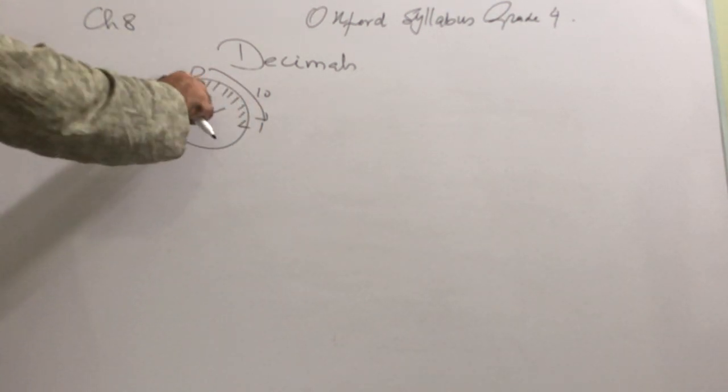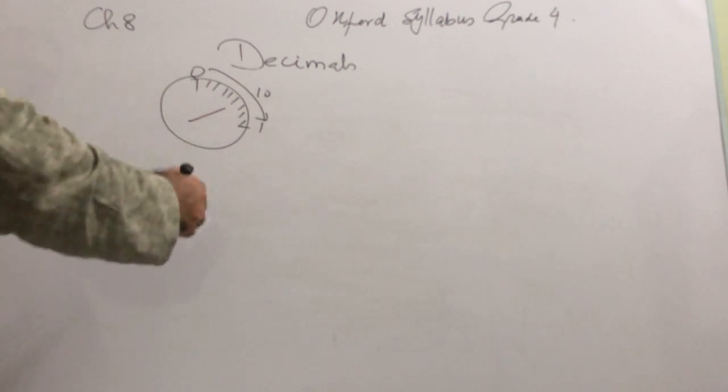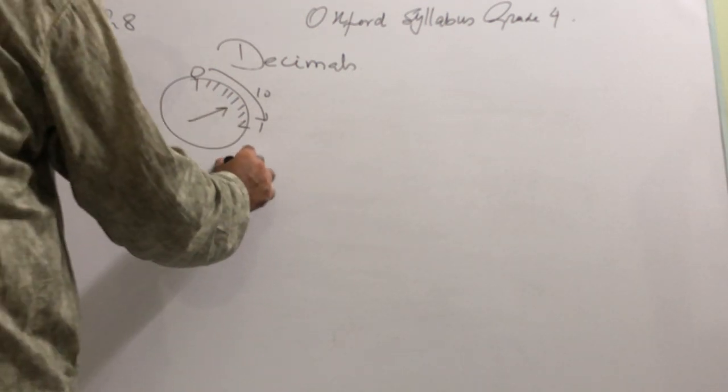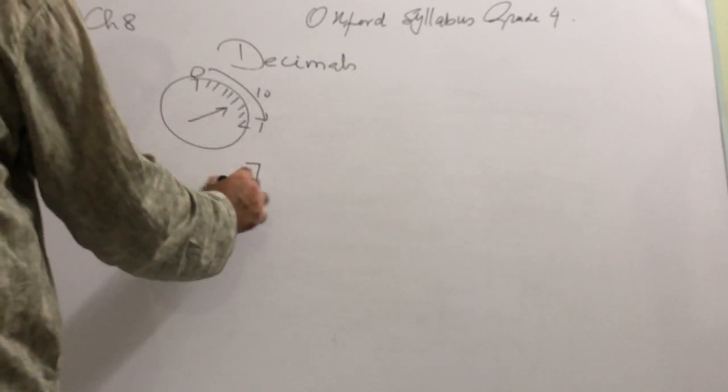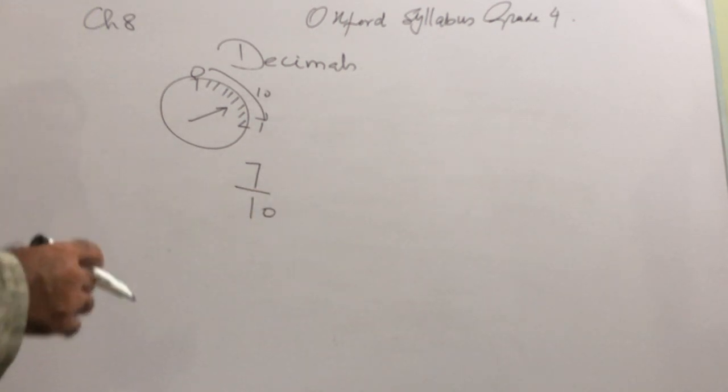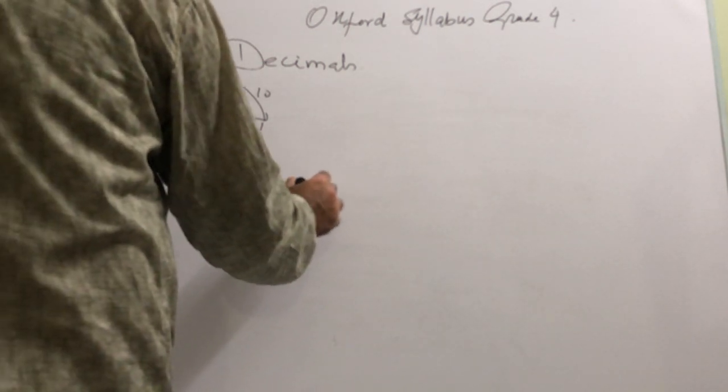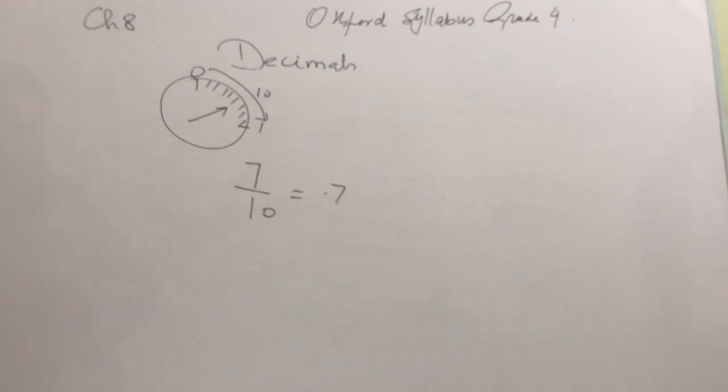This is called grading, okay? This is the 7th point. So our needle is on the 7th. Total are 10. So the weight of the books is 7 over 10. If you divide it, it becomes 0.7. So 0.7 kg is the weight of the books.